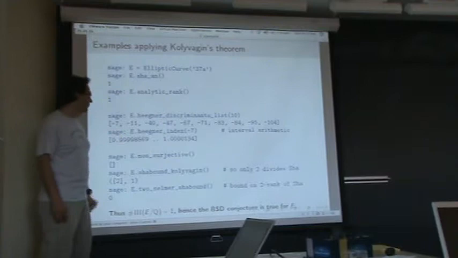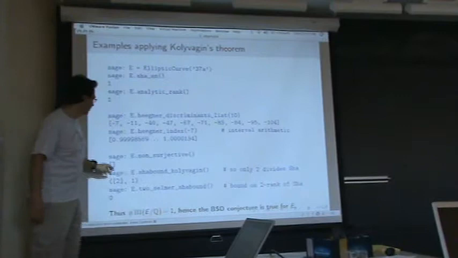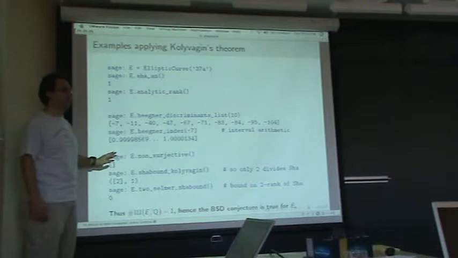It tells you for which primes p the mod p representation is not surjective. In this case, the curve is isolated in its isogeny class. It has square-free conductor, so you know automatically that there aren't any. But in general, this can be a somewhat tricky calculation that uses Sarah's paper and some work of Kenny and Koji Carver.